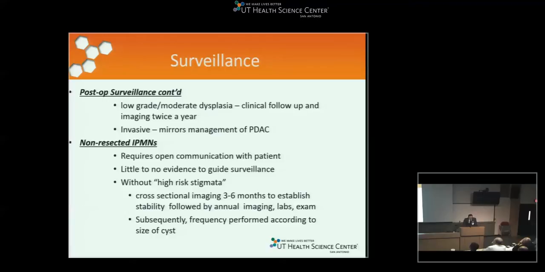Less than 2 centimeters, I guess a good way of summarizing that would be the greater the cyst size, the more advanced your imaging gets. So if you have a cyst less than 2 centimeters, you can get CT or MRI. If it's greater than 3 centimeters, typically they recommend an MRI with endoscopic ultrasound.